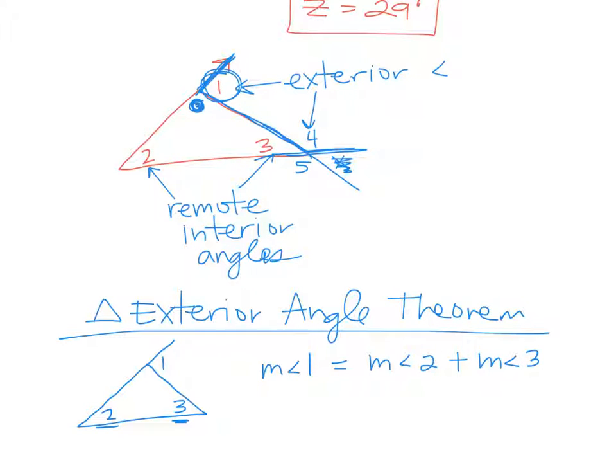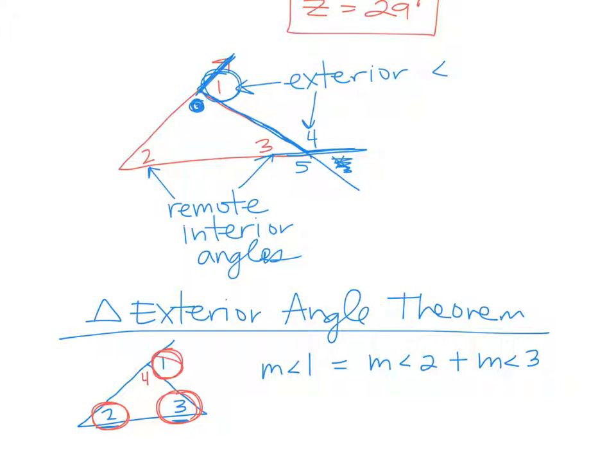Here's why. If I were to add them all up, 2, 3, and 4 add up to 180. 1 and 4 add up to 180. So 1 has to be the same value as 2 and 3 together, right? So all you need to make sure of is that the exterior, angle 1, equals the sum of the two interiors, 2 and 3, two remote interiors. So angle 1 equals angle 2 plus angle 3. Questions on that?